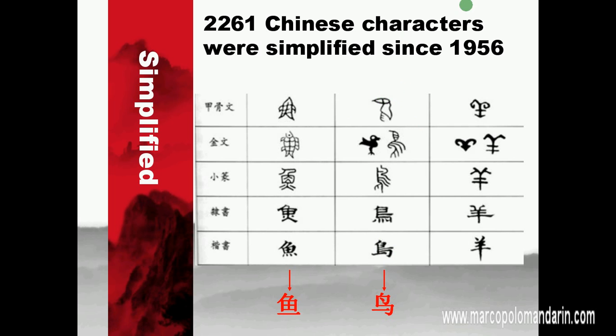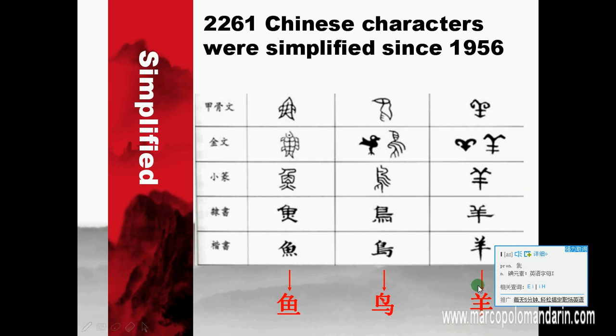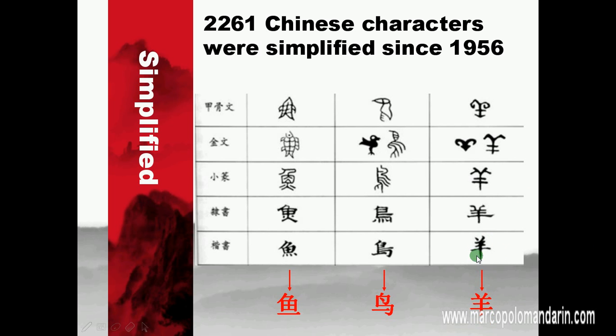Okay, so the third one, what's this? What does this look like? It's a shape. Yeah, this is the character of sheep. Currently, it's still the same as the traditional one. So we haven't simplified this character, yang, okay.